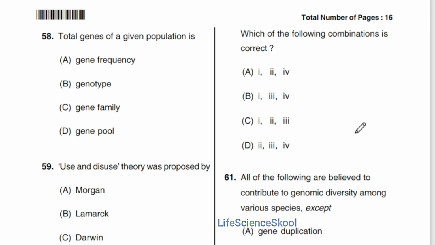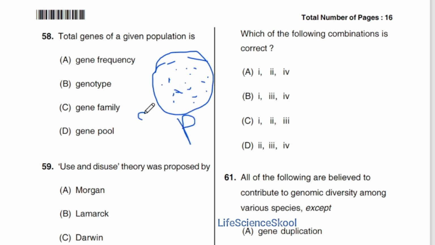Total genes of a given population is option A gene frequency, option B genotype, option C gene family, option D gene pool. There will be a population. Think this is a given population. In this given population, how many genes are there? So like this many genes are there. So all these genes in this given population is called as what? Option D is the correct answer. That is called as gene pool. The total genes of a given population is called as gene pool.